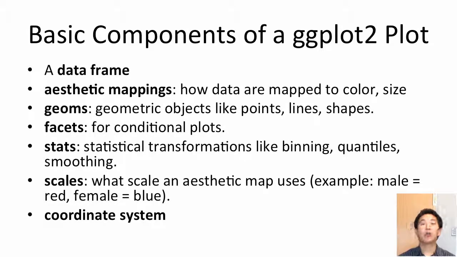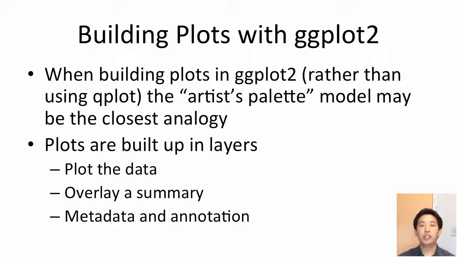And lastly, you need a coordinate system, which we won't focus on too much in this lecture, but you need a coordinate system that tells you how certain numerical representations get translated onto a plot. So when you build a plot with ggplot2, if you're not going to be using the qplot function, if you want to build it piece by piece, you can think of it as the artist's palette model. This is similar to the model in the base plotting system, where you start with something and add things piece by piece.